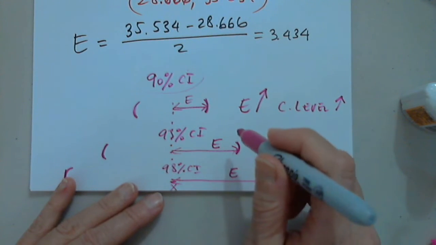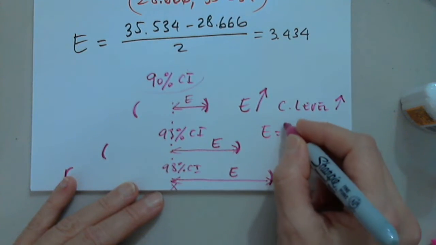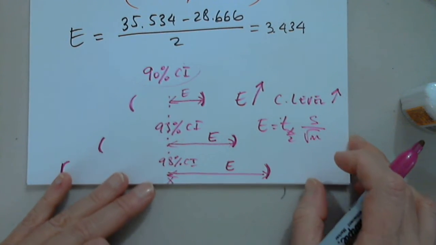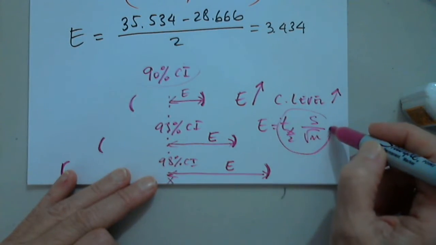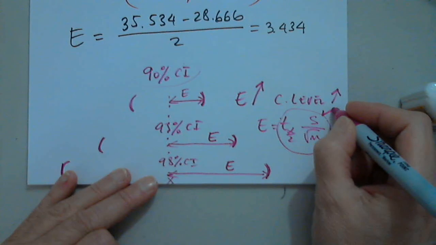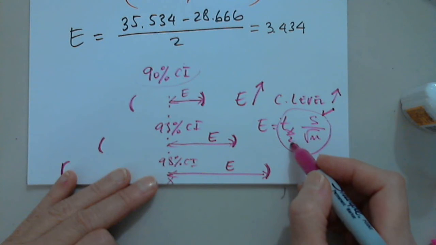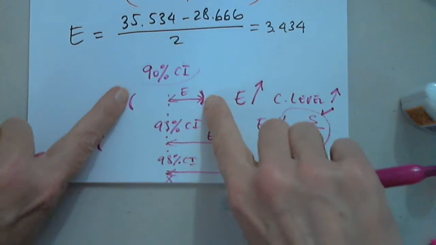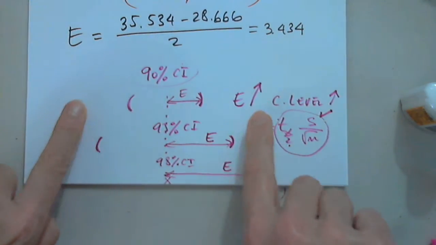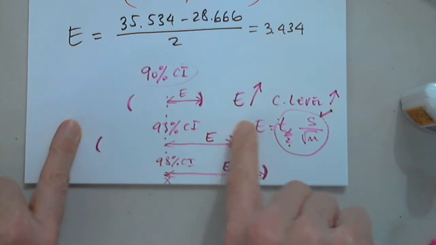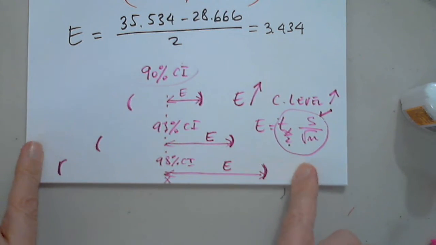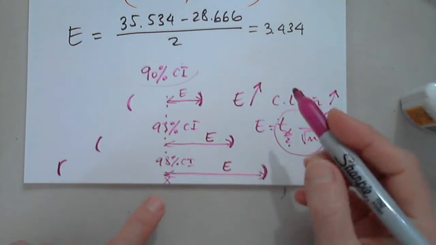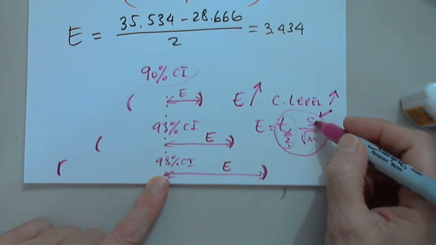And what is the margin of error made of, right? It is t alpha over 2, s over the square root of n. Now this piece doesn't change, right? This changes because it depends on alpha. It depends on whether I am in the tails with 10%, 5 and 5, or in the tails with 2.5% because this is 95, or in the tails with 1% because this is 98. The tails here are 1% and 1%. So this changes, but the standard deviation does not.